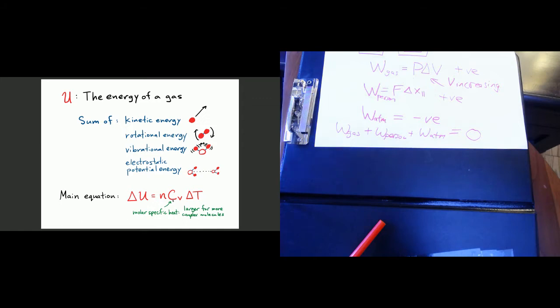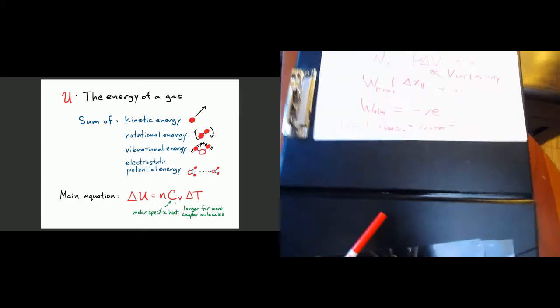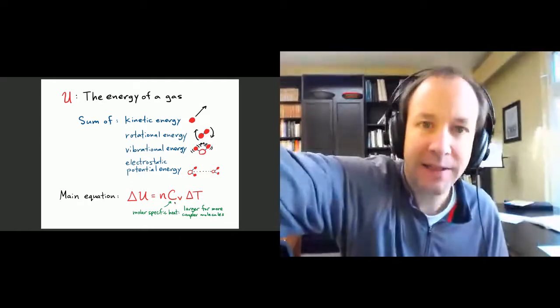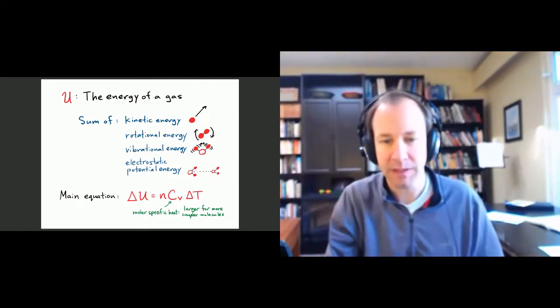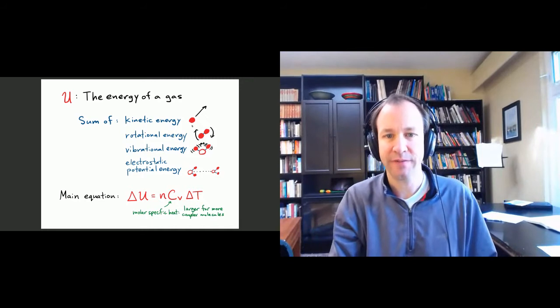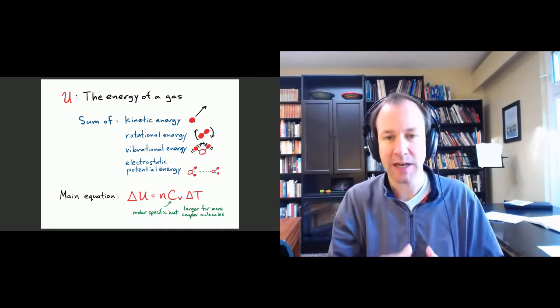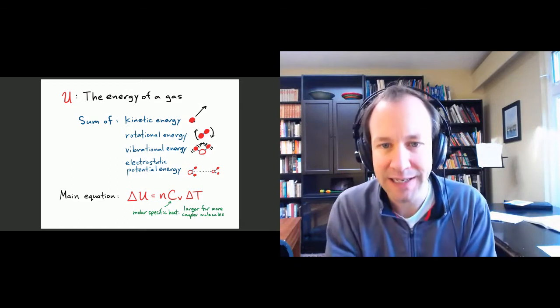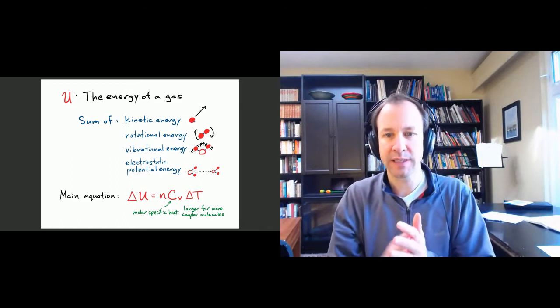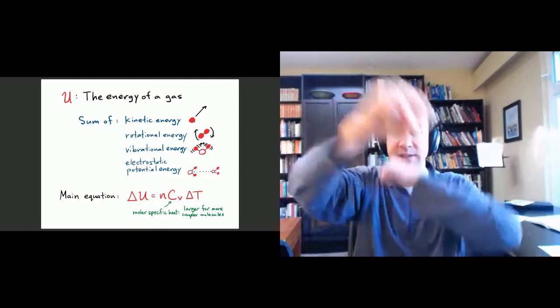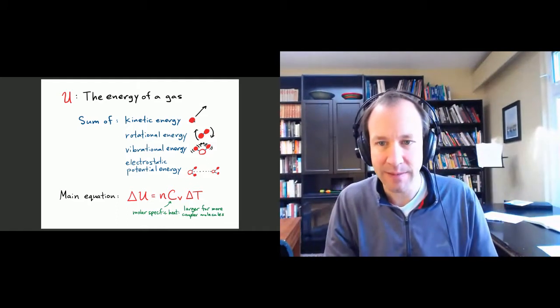In the context of gases, it's more common to work with the molar specific heat, where the change in energy is equal to the number of moles times the molar specific heat times the change in temperature. And we talked about how the molar specific heat is going to be larger for a more complicated molecule. The reason is that if you have a very simple molecule, like a monatomic ideal gas, then all the energy that you add to the system is going to go into the translational kinetic energy of the molecules, and that is directly related to the temperature.